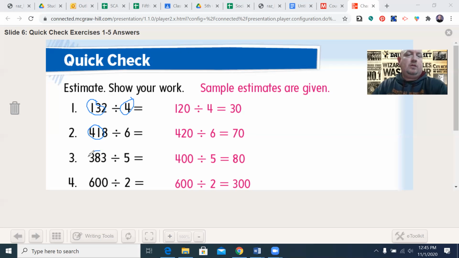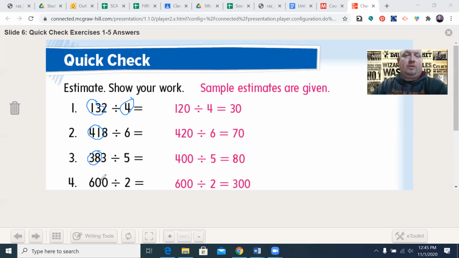Number 3. 383 divided by 5. We need something 5 will go into. And that means it's going to be something that ends in a 5 or a 0. So we go 35, 40. Let's go with 40 because it's a little closer. Divided by 5. We have to make sure we have the right number of digits in our dividend. 400 divided by 5. 5 goes into 40 8 times. There's that 0 left over.